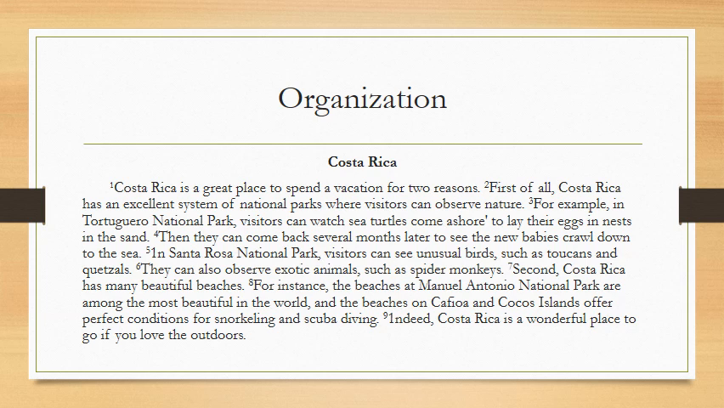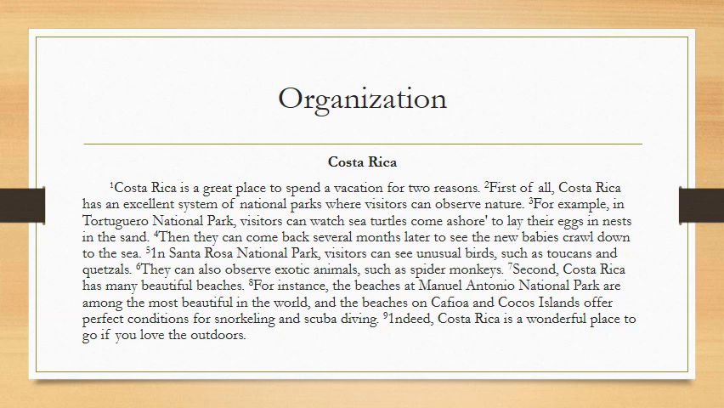First of all, Costa Rica has an excellent system of national parks where visitors can observe nature. For example, in Tortuguera National Park, visitors can watch sea turtles come ashore to lay their eggs in nests in the sand. Then they can come back several months later to see the new babies crawl down to the sea. In Santa Rosa National Park, visitors can see unusual birds, such as toucans and quetzals. They can also observe exotic animals, such as spider monkeys.